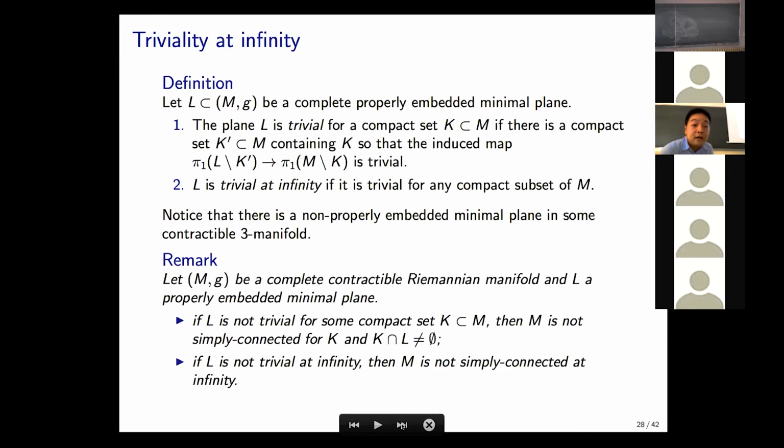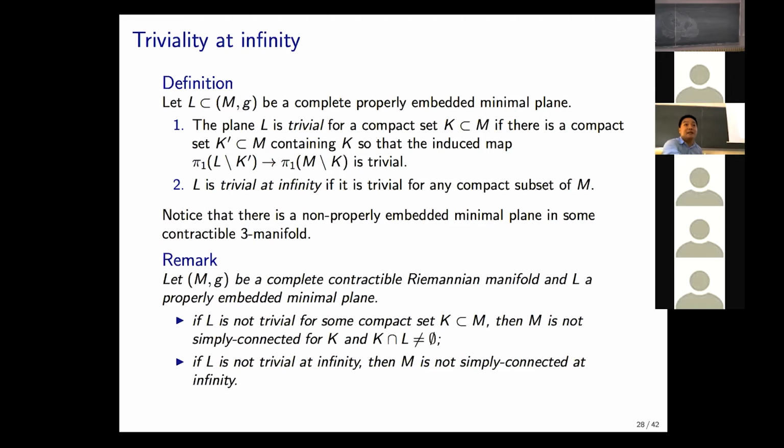L is trivial at infinity if L is trivial for any compact subset of M. Let me make a remark. There is a long properly embedded minimal plane in a contractible three manifold. Actually, in my proof, we will use L to do a surgery. We will cut the three manifold along L, so we need L to be properly embedded.